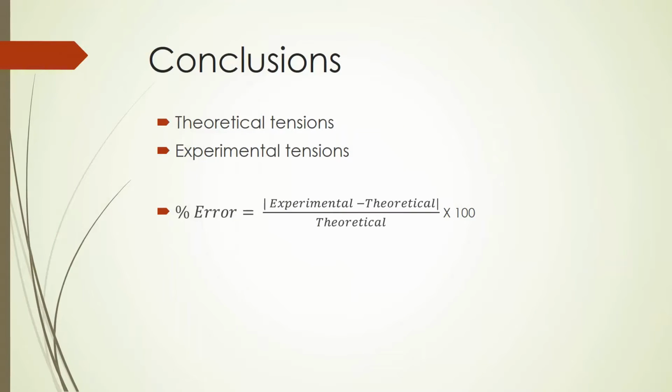In the conclusion, compare the measured tensions to the predicted values based on the equations for static equilibrium. The percent error is the absolute value of the difference between the experimental value and the theoretical value, divided by the theoretical value and multiplied by 100.